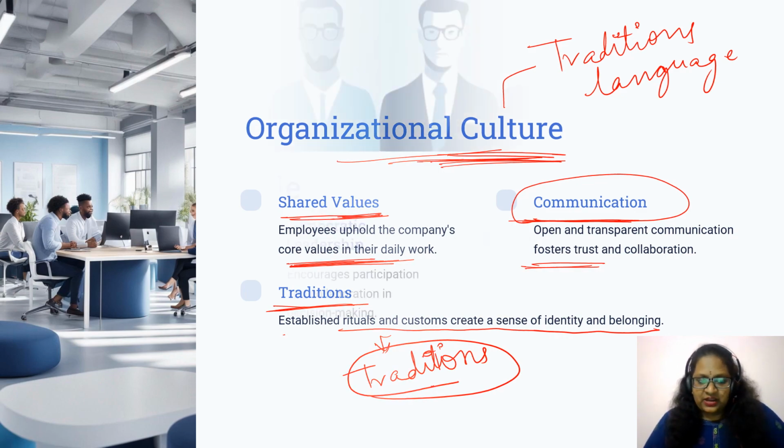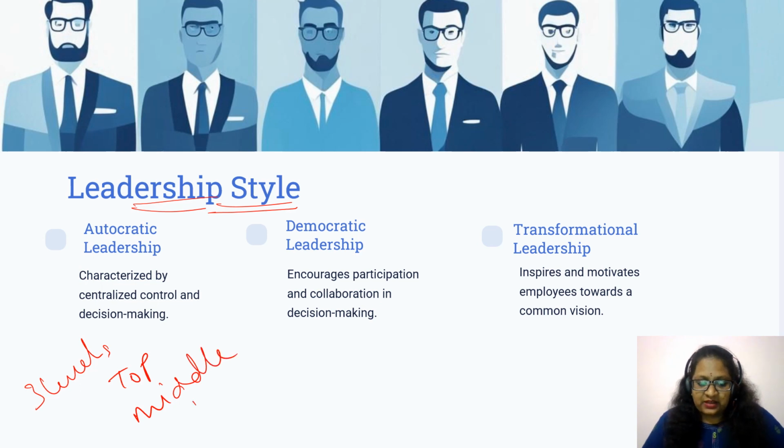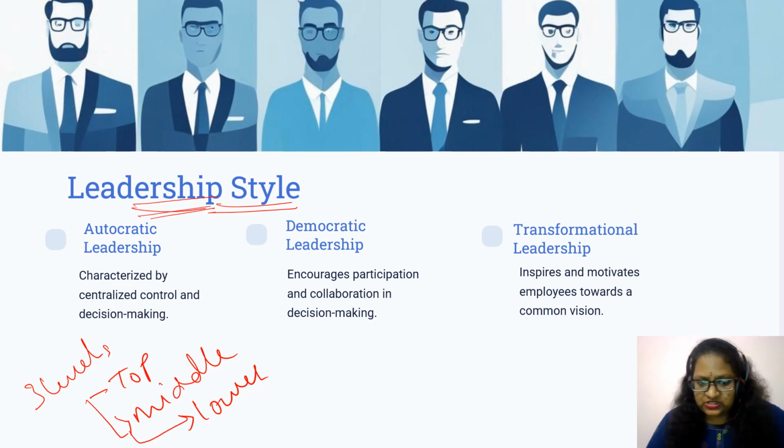Next comes the leadership style. We all know that there are three levels of management, right? The top level, the middle level, and then the lower level. The top level management gives a decision which is followed by the middle level people, and then it is followed by the lower level. How are these levels being managed? How is their leadership style? We have three leadership styles.